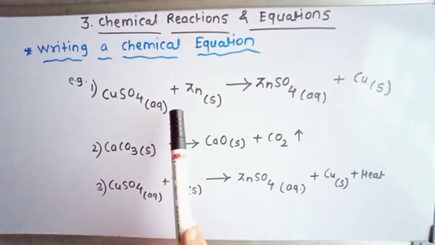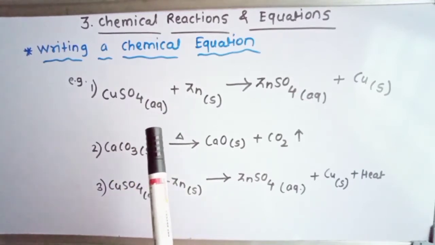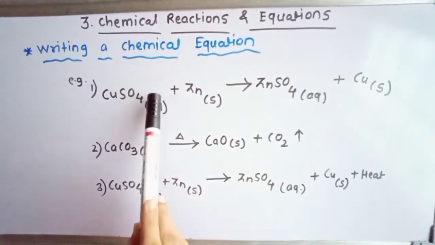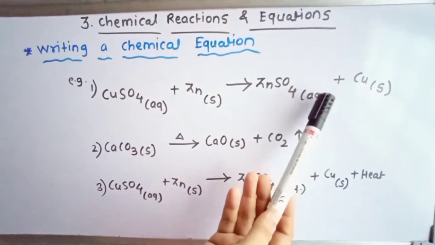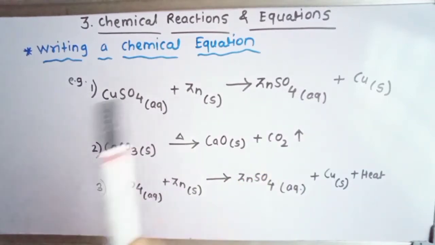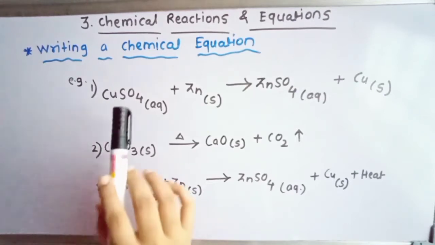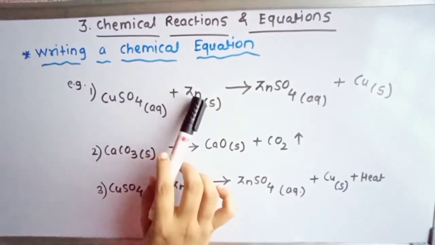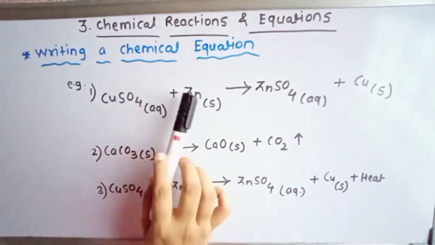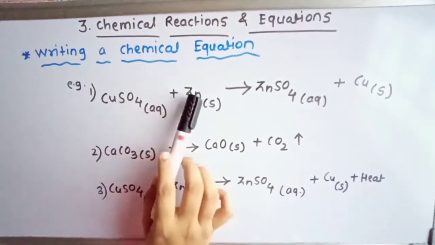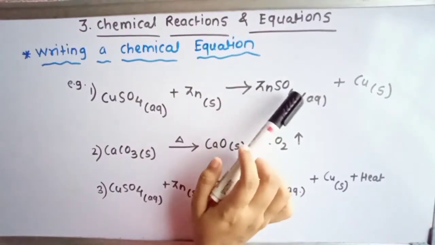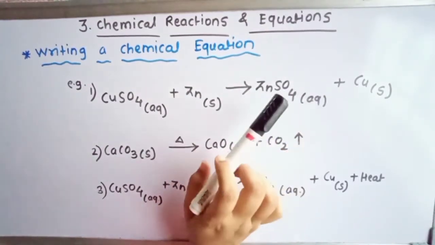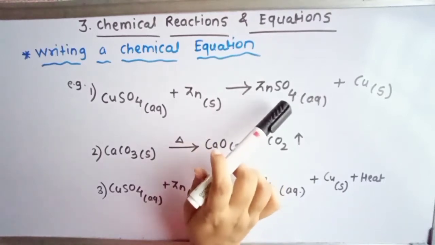So first you have to understand the reactants are always written on the left hand side, whereas the products are on the right hand side of the chemical equation. This is the first rule that we have to remember. So here CuSO4 and Zn are the reactants. These reactants react with each other and give us the products ZnSO4 and Cu, okay? So this part is clear to you.